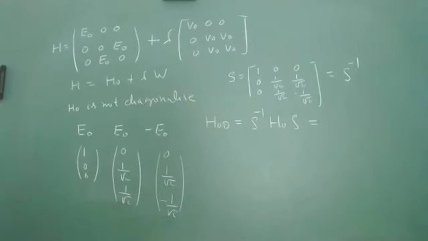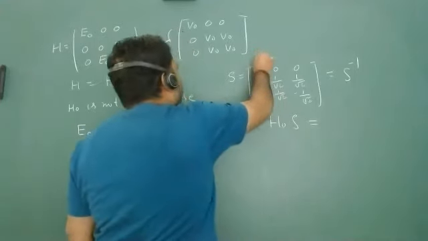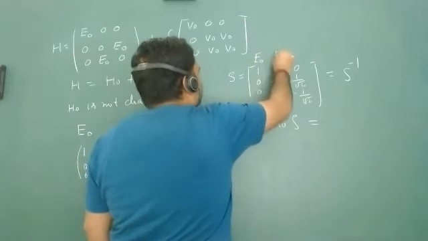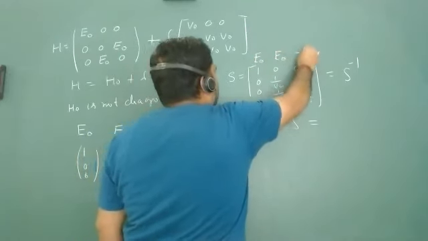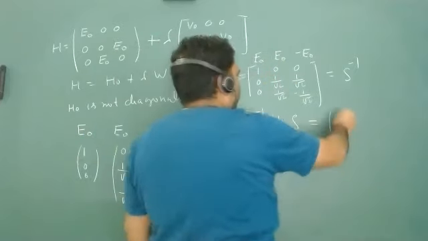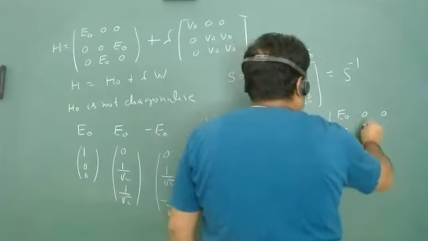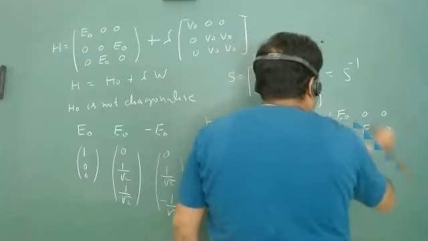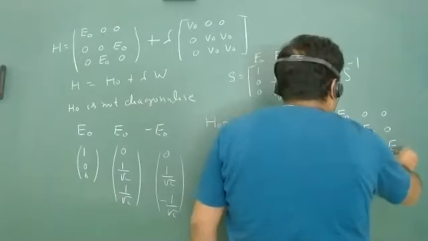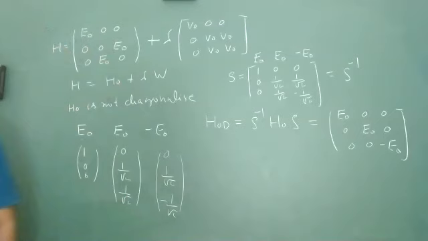The elements are E naught, E naught, minus E naught. Very good. The diagonal elements will be, because you know this is the eigenvector of E naught, this is the eigenvector of E naught, and this is the eigenvector of minus E naught. So you can directly write this as E naught, 0, 0; 0, E naught, 0; 0, 0, minus E naught. Very simple.